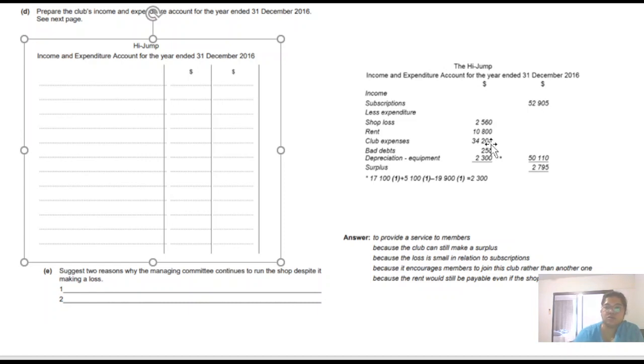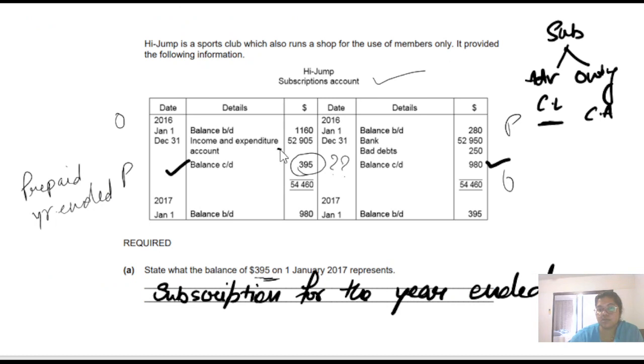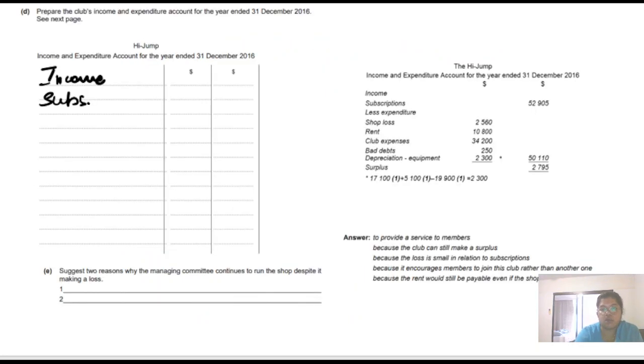First thing is you have to write down your income first. Okay, income, the first thing is your subscription, and for that you have to prepare the subscription account. But luckily we have that, that is 52905. This means this value is going to be transferred in income and expenditure account. So here we have to write down 52905. After that we have to deduct expenditure.